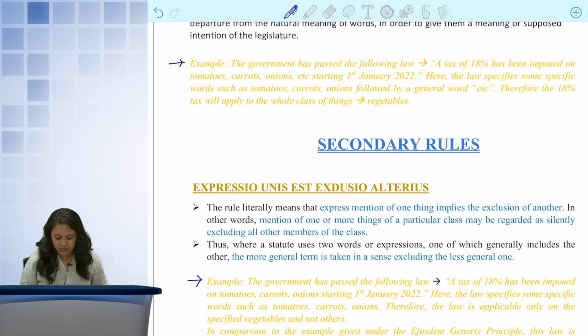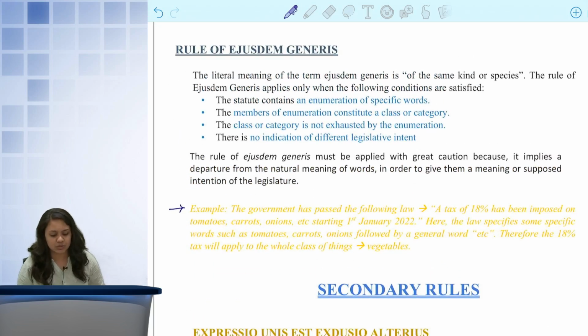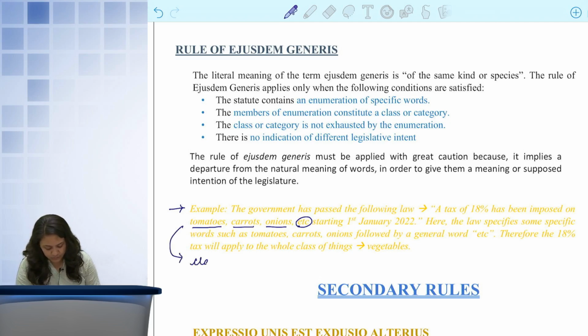So let's read the example for the rule of ejusdem generis. That is, a tax of 18% has been imposed on tomatoes, carrots, onions, etc. starting from 1st January 2022. So what can we understand over here? That the tax of 18% will be imposed on not only the tomatoes, carrots and onions, but rather it will apply to the entire class of vegetables for the purpose of this law.